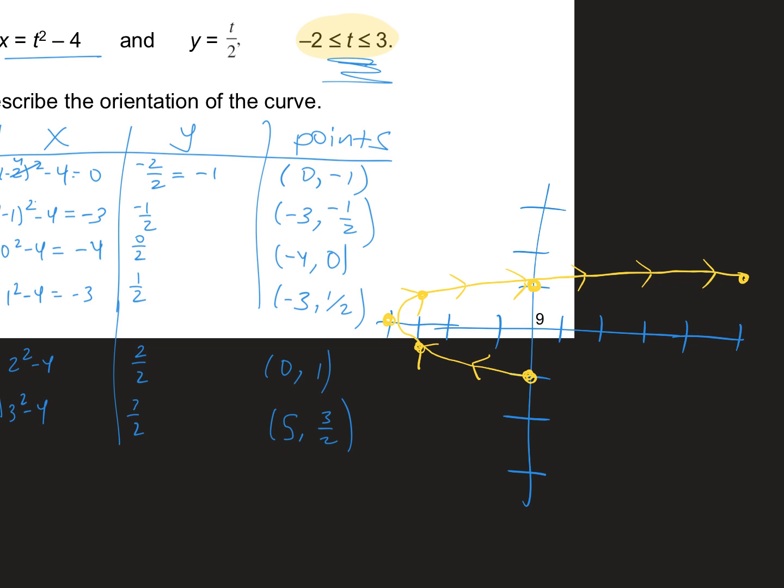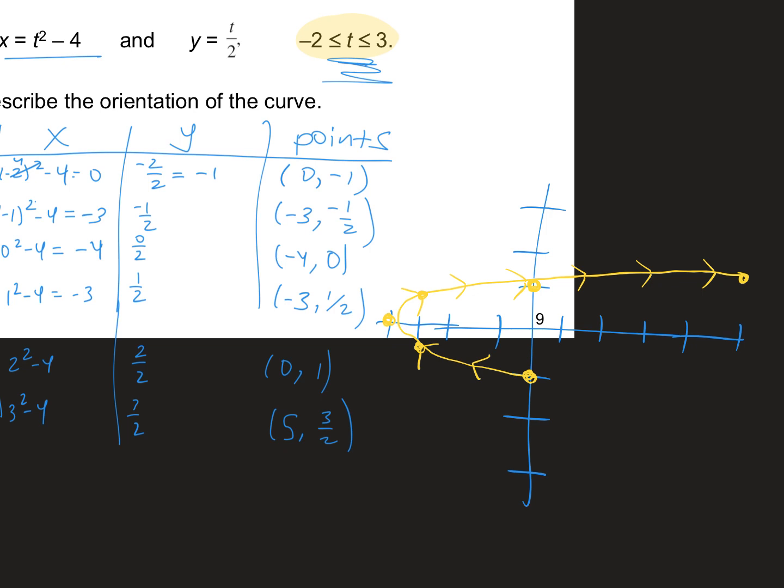If you had a multiple choice question and they had arrows going this way, same points and everything, but the arrows are going in the other direction, that is wrong. Correct. So it's important that you guys understand what this is representing. You're finding where an object is in a specific point in time.